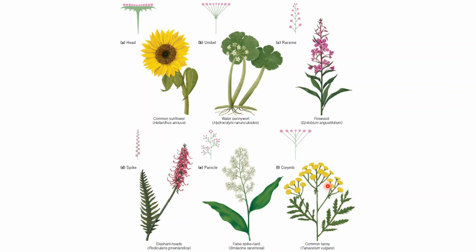Sometimes they fuse to form a tube, like these tubes. Sometimes they have a very different structure, looking like snapdragons, and the petals together are called the corolla.